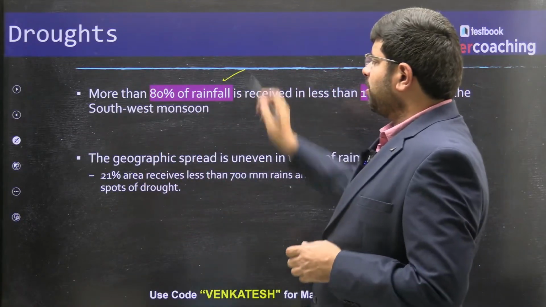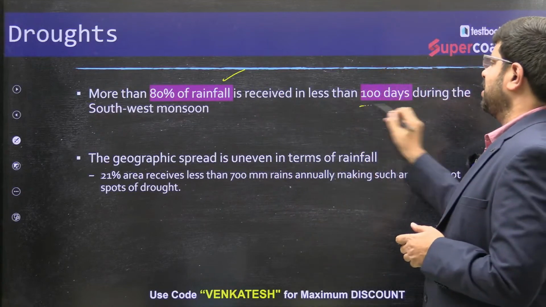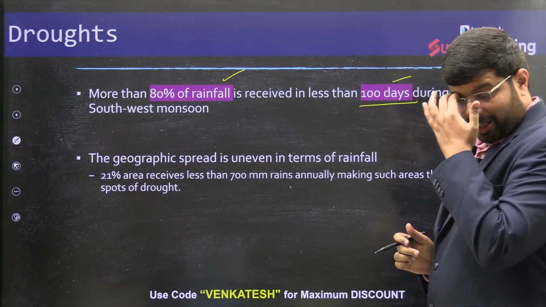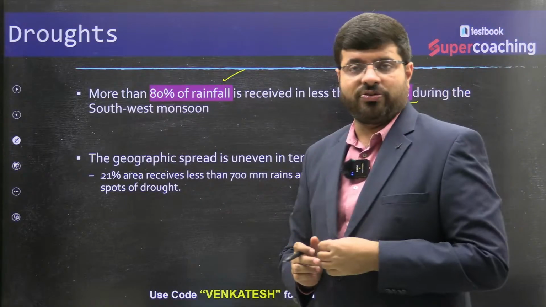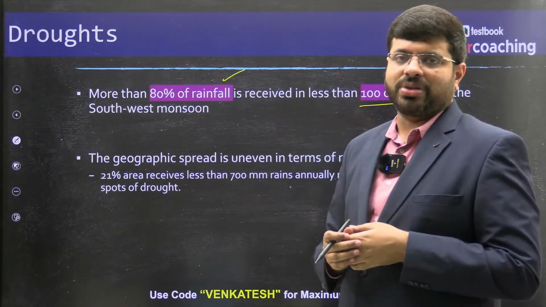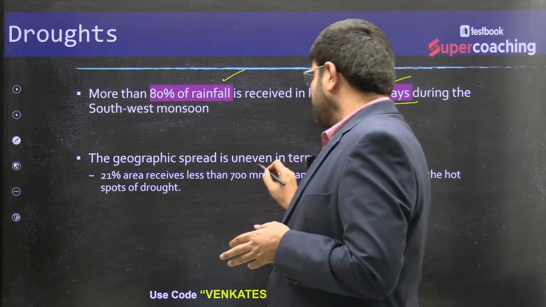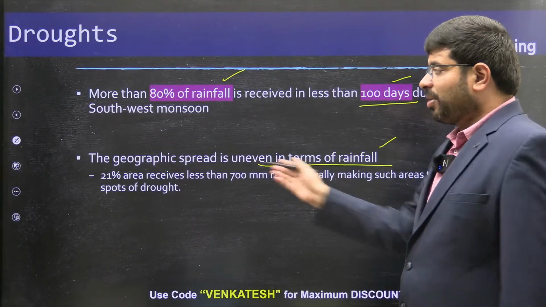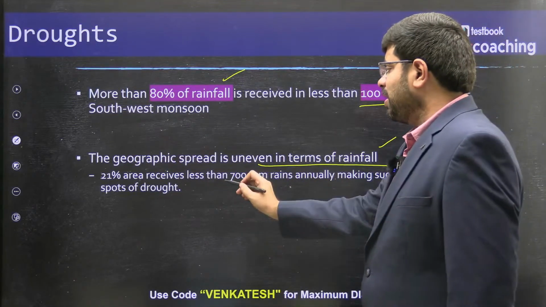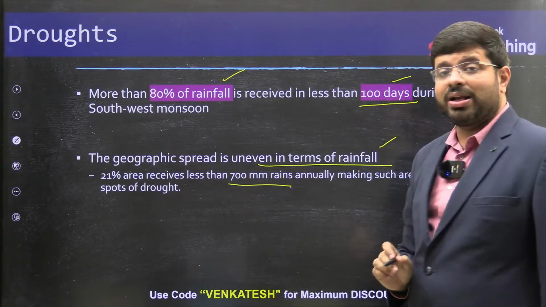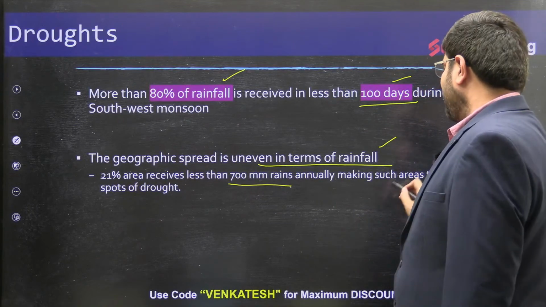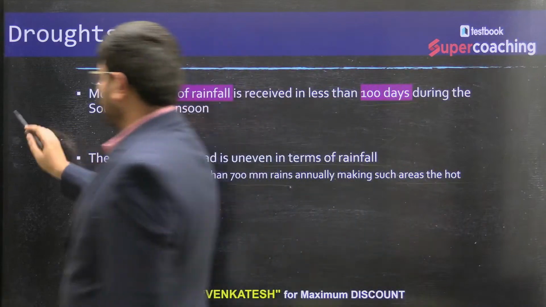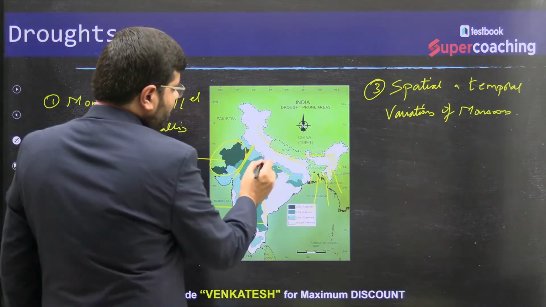More than 80% of rainfall is received in less than 100 days during the southwest monsoon, right? So a short period of time, a decent amount of rainfall. In the remaining months you might have some concerns. The geographical spread is uneven in terms of rainfall. Just now I discussed the spatial distribution. As an example, 21% of the area receives less than 700 millimeters of rainfall annually, making such areas the hotspots of drought. You can see regions like the Bundelkhand region.